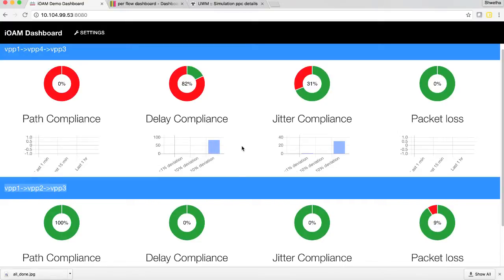Historically, since it was taking the lower and the slower path earlier, we see that there was delay and jitter compliance deviation and there was 0% path compliance.